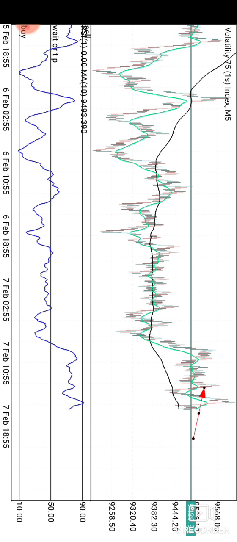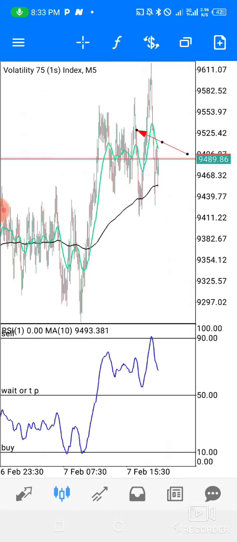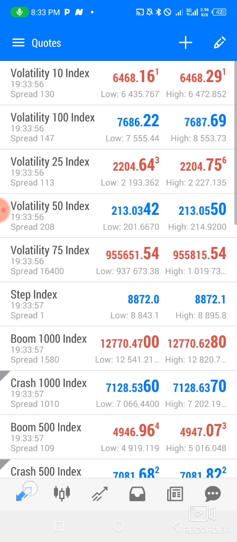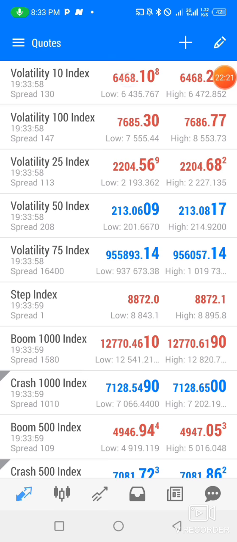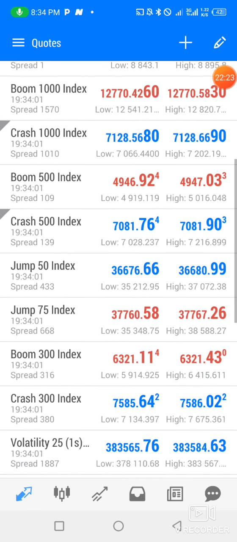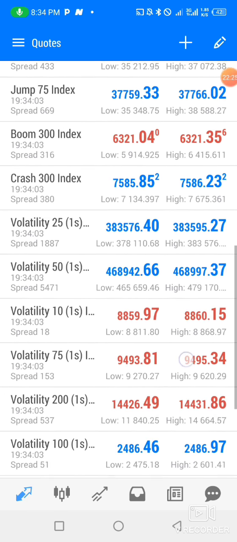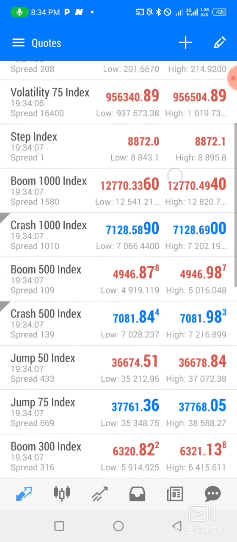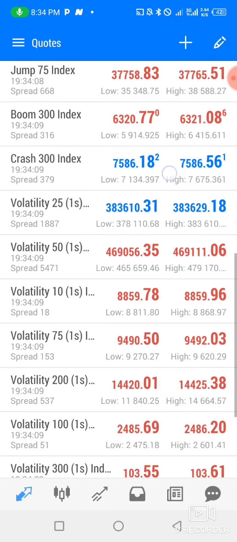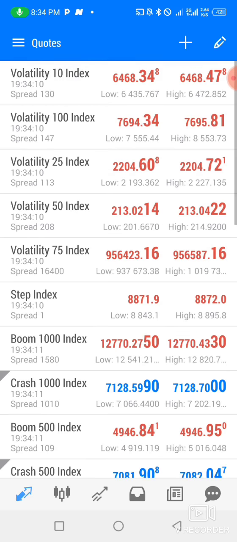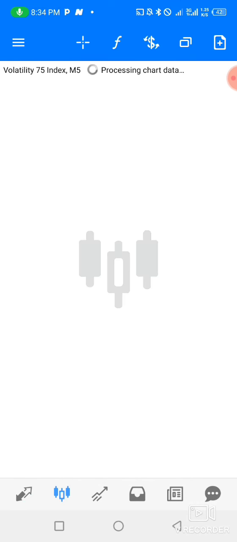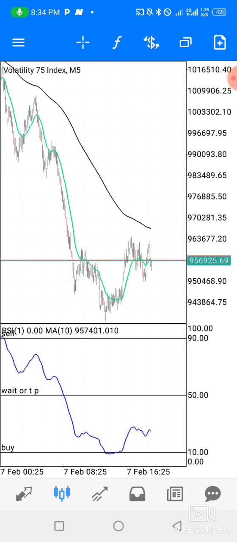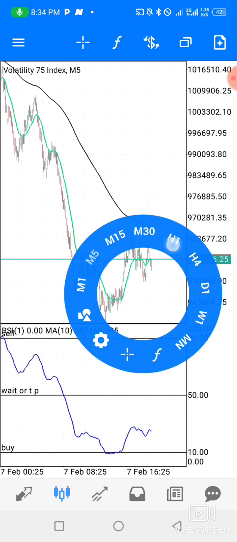So if you are looking for sell signals, then you need a downtrending market. So let me use the V75 index for that. Let me check V75. So this is the V75 index. You go to a higher time frame.